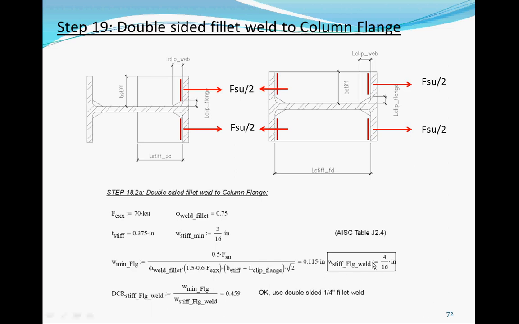So on this one, I say 1/4 inch. Okay, we could actually use 3/16. That's the minimum we use. The DCR for this one is 0.5 or 0.45. So use double-sided fillet, 1/4 inch fillet weld. So one here, one on the bottom.